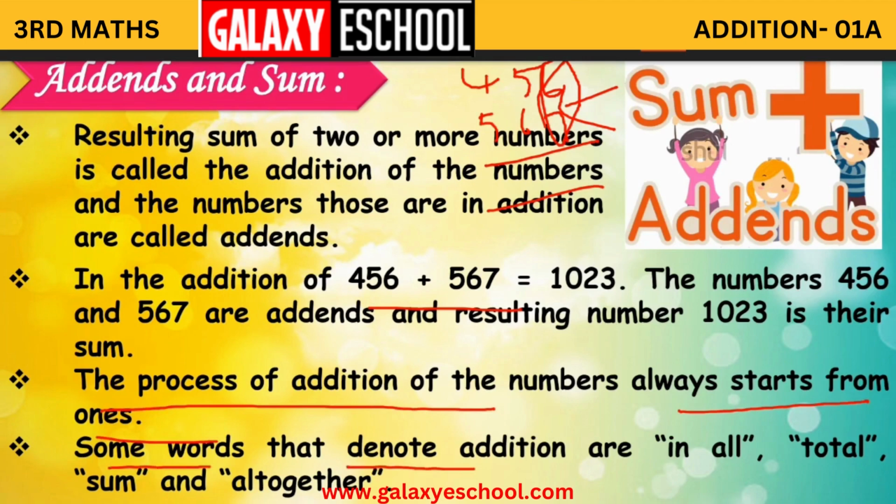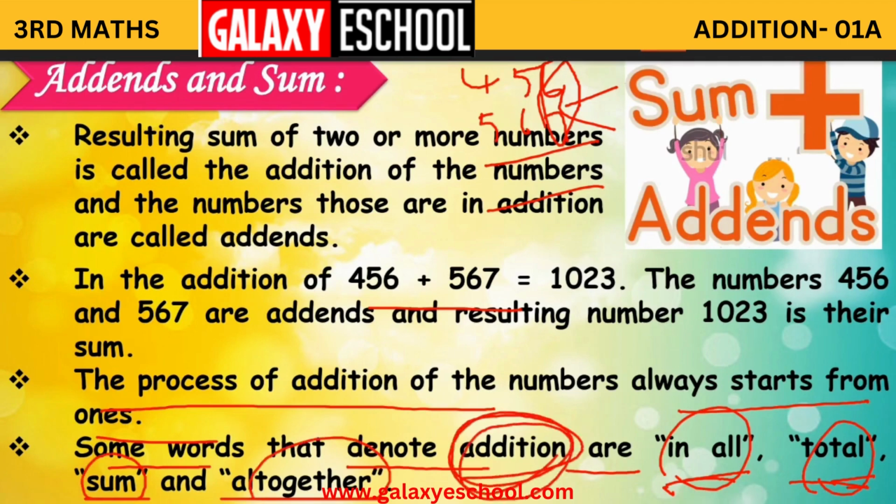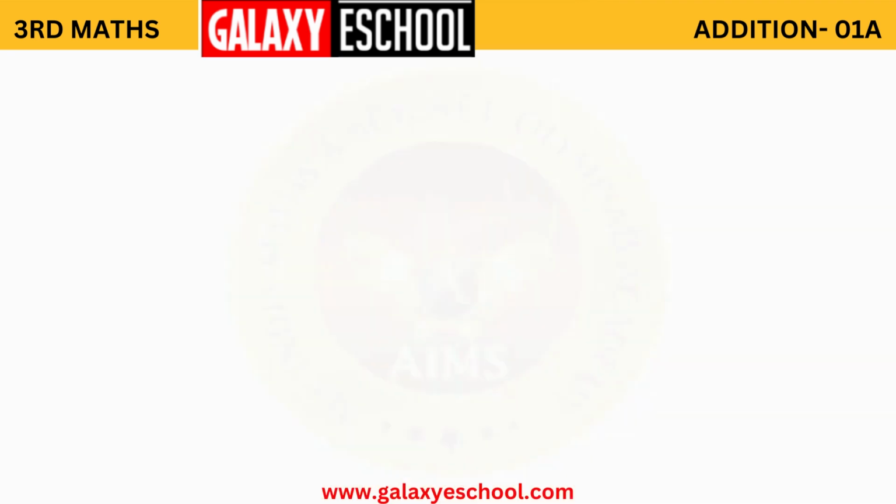Some words that denote addition are in all, total, sum, and all together. Now you will be having certain word problems, right? In those word problems, if the question asks to find the flowers in all, or find the total flowers, or find the sum of the flowers, or find the number of flowers present all together, it means that we have to perform addition here. We have to add the given numbers. Clear, children? Okay, moving on.